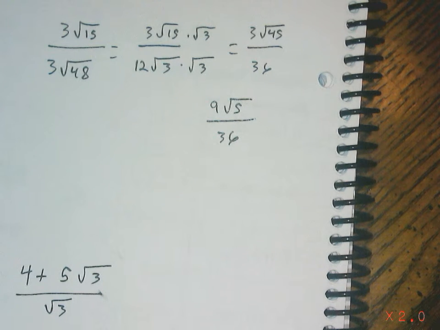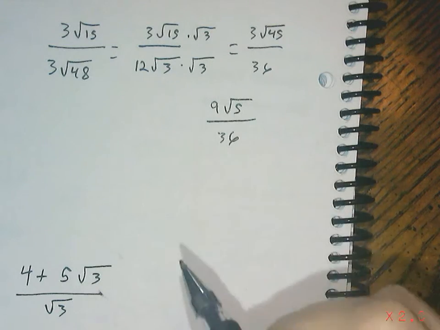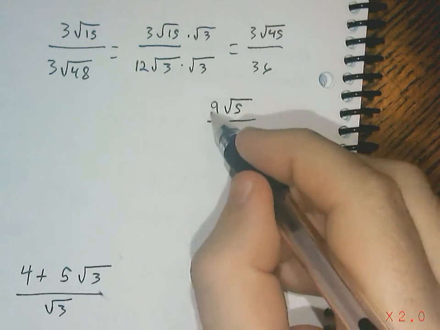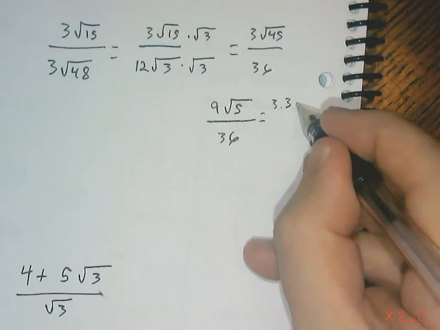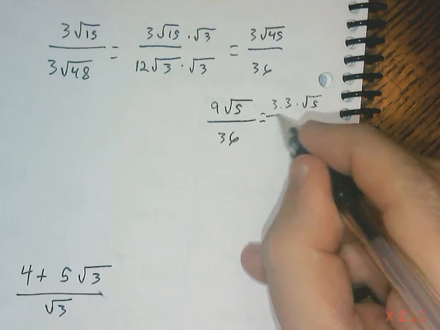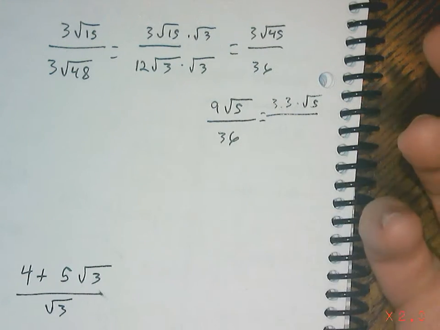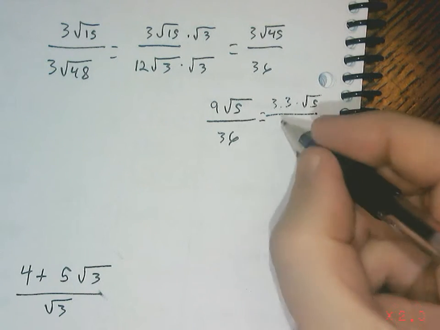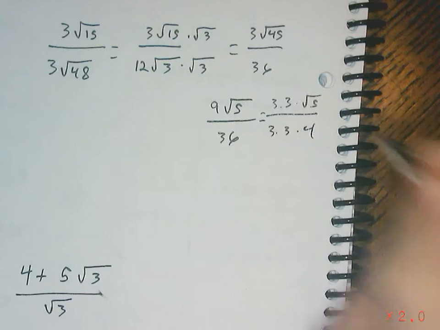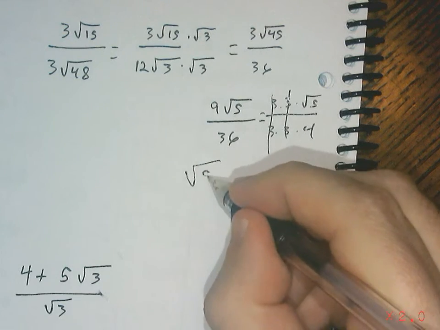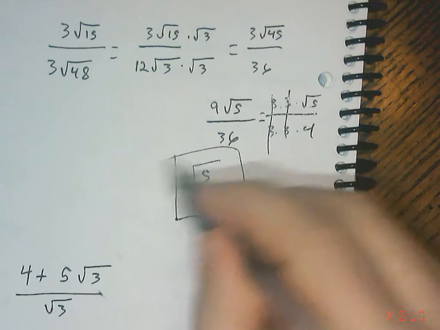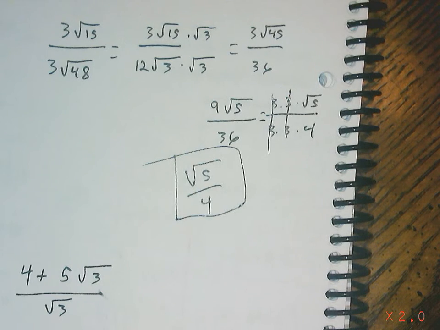Now, what can I do that will simplify that bottom? Well, this is the same as 3 times 3, right? So let's rewrite this with our prime factor form. 3 times 3 times square root of 5. And then let's rewrite 36. 36 is 3 times 12, and 12 is 3 times 4, so 3 times 3 times 4. Looking at that, I can cancel out the two 3's, and I'm left with the square root of 5 over 4. That's as simple as you can get it.